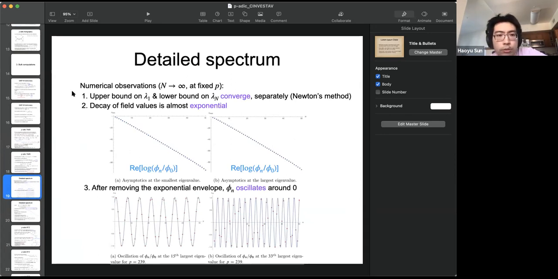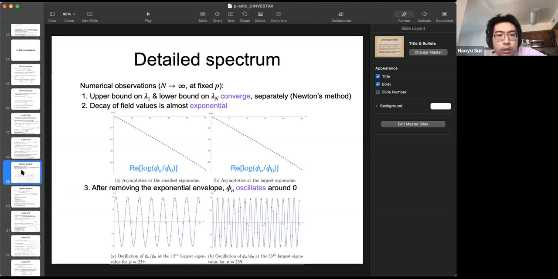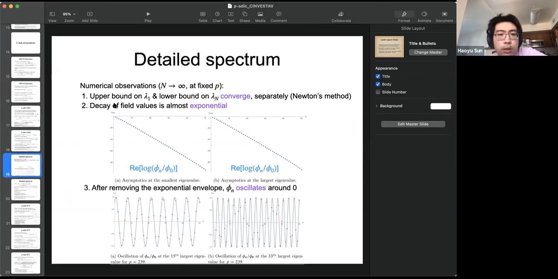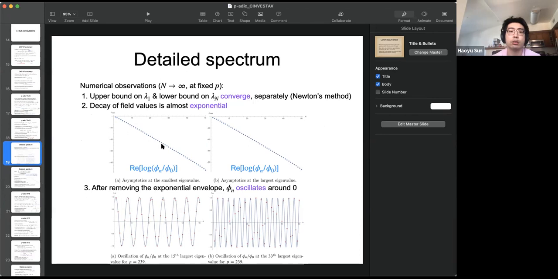So the following are several numerical observations as n goes to infinity at a fixed prime number p. So first is that the upper bound on the smallest eigenvalue and the lower bound on the largest eigenvalue, as n goes to infinity, converge separately. So they converge to two separate values, and it is done by Newton's method. And we observe that the decay of the field values phi sub n is almost exponential.